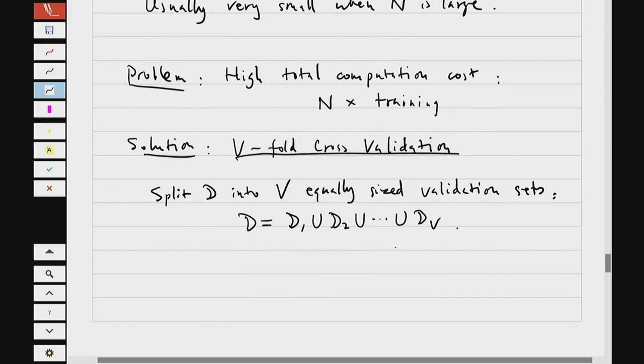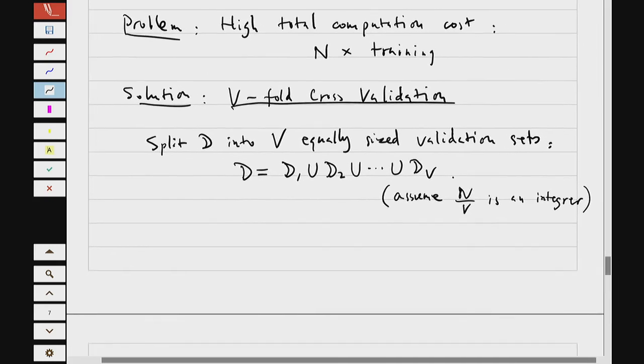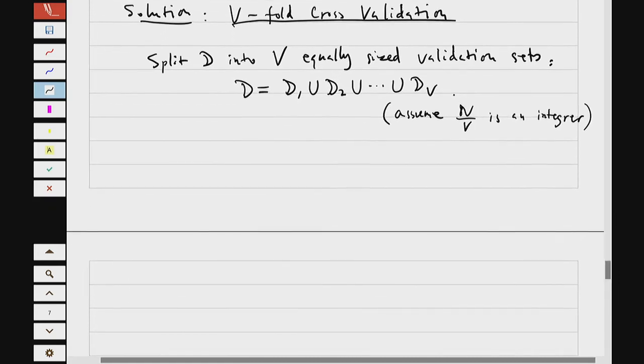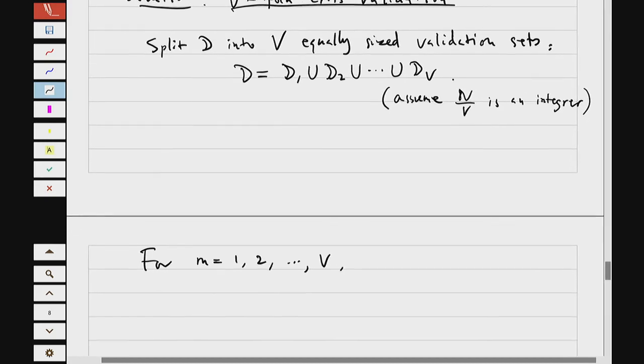So in general, because usually n is large, you can safely assume that n divided by v is close enough to an integer. Just say an integer. Even if it's not, no big deal, right? Missing 1 or 2, just by a small fraction, doesn't matter. So after that, you just do the same thing for m equals 1, 2, to v. Yeah, you just repeat v times.